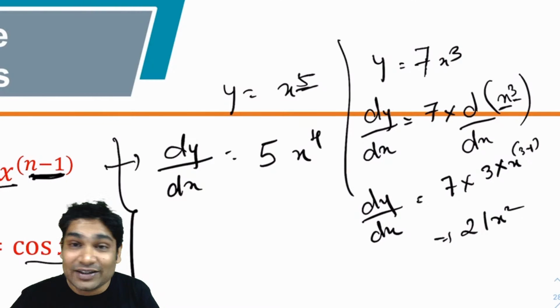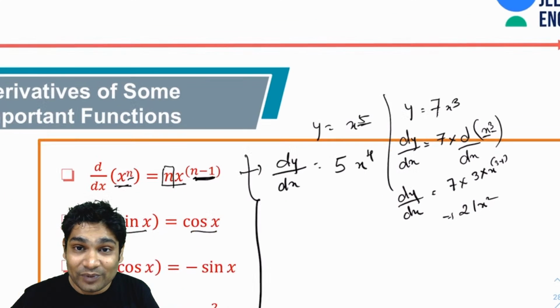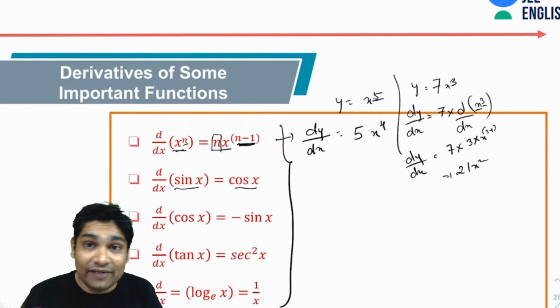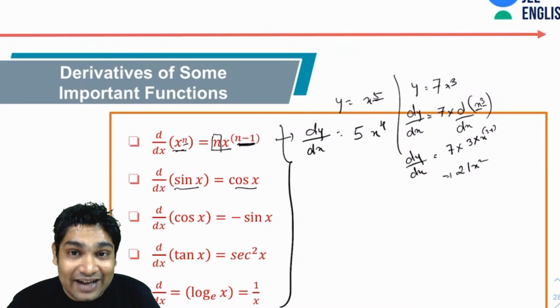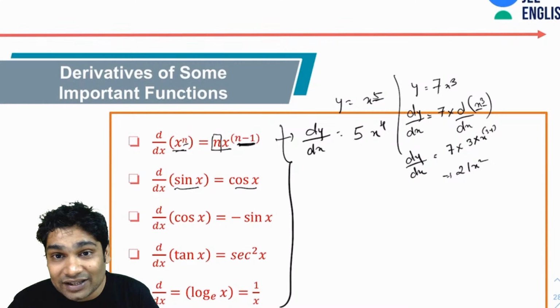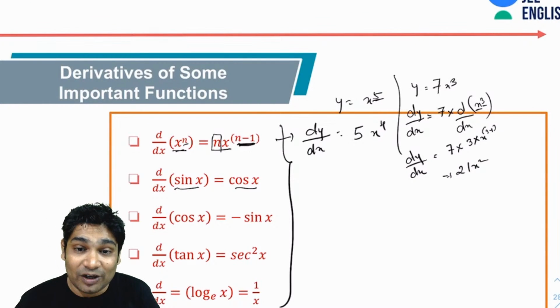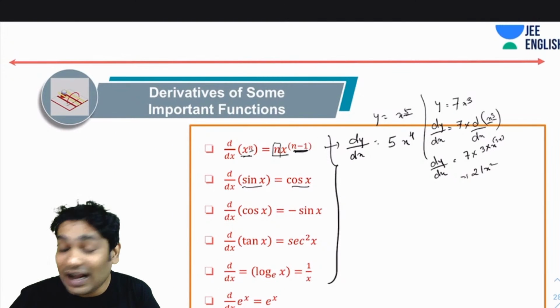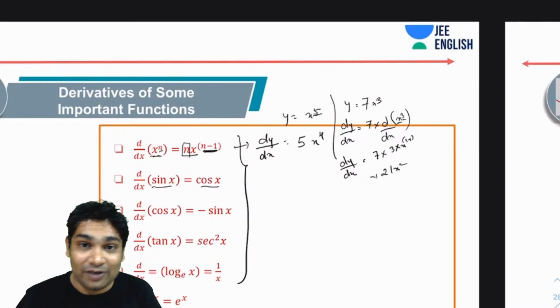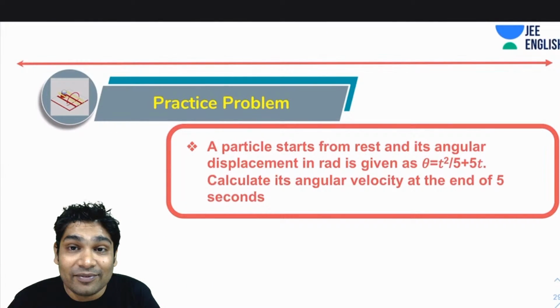Alright, so this is how you calculate slopes using these formulae. For sin x you have a direct formula, cos x. For cos x you have a direct formula, minus sin x. For tan x you have sec square x. For log x to the base e, that is ln x, you have 1 over x. And e to the power x gives e to the power x. So let's try some problems.